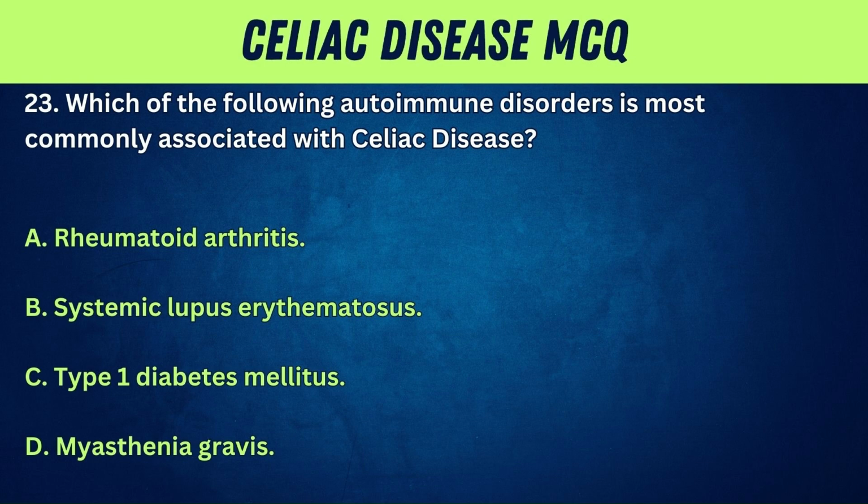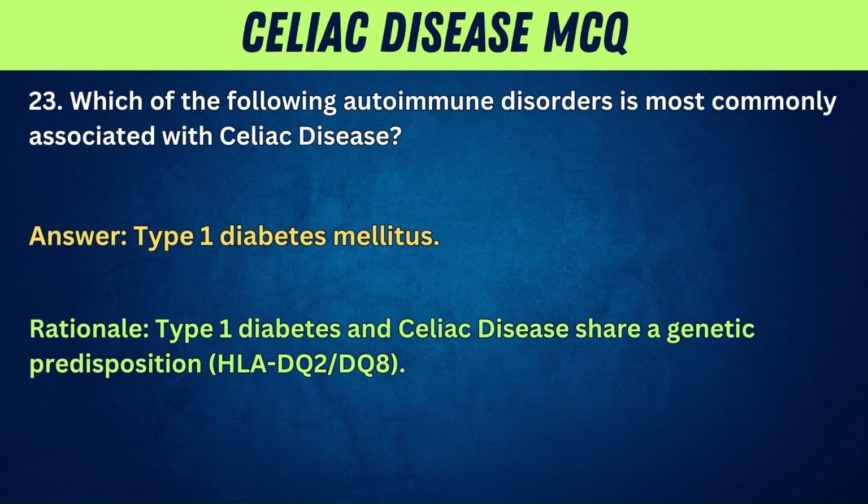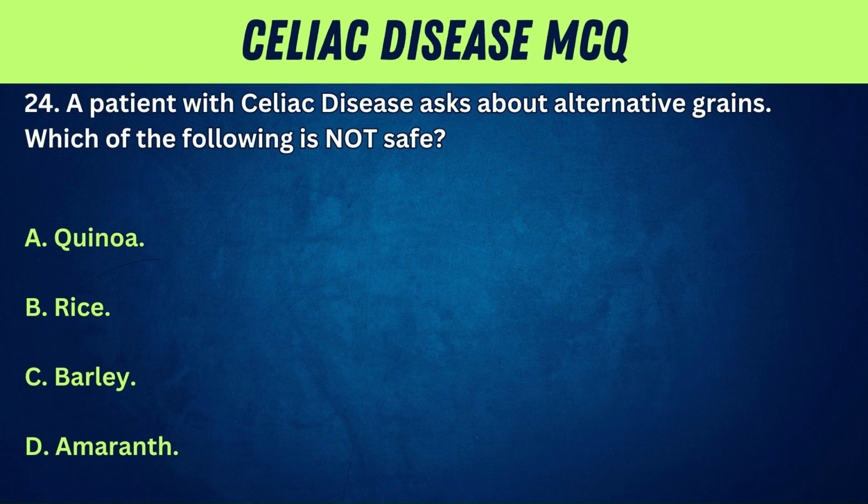23. Which of the following autoimmune disorders is most commonly associated with celiac disease? A. Rheumatoid arthritis. B. Systemic lupus erythematosus. C. Type 1 diabetes mellitus. D. Myasthenia gravis. Answer: type 1 diabetes mellitus. Rationale: type 1 diabetes and celiac disease share a genetic predisposition, HLA-DQ2/DQ8.